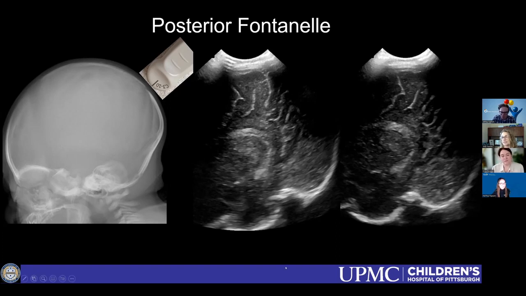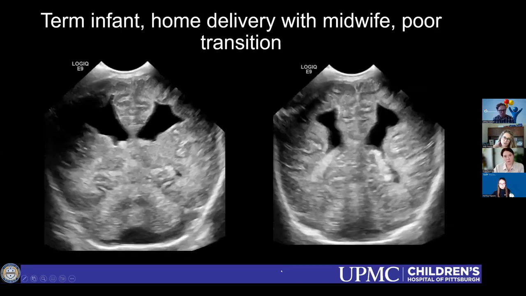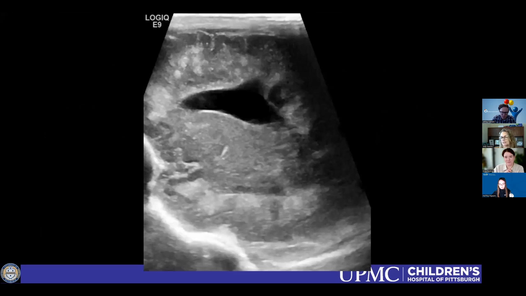I thought we could jump into some cases now for discussion. So the first case is a term infant who had a home delivery with the midwife and who had a poor transition. And this case I'm showing because I opened the study and I was like, holy cow, bad abnormalities everywhere. We have funny looking ventricles with these weird superior extensions, and then everything is just a little bit too bright. And here it is in the sagittal plane.